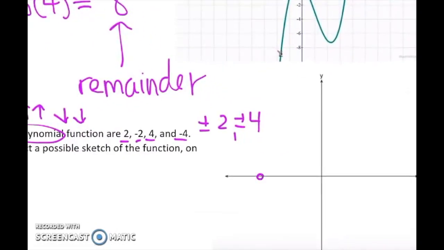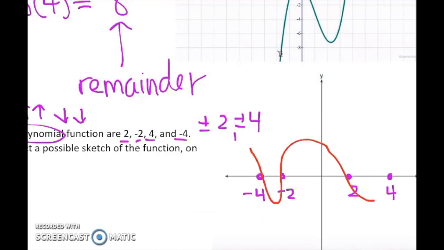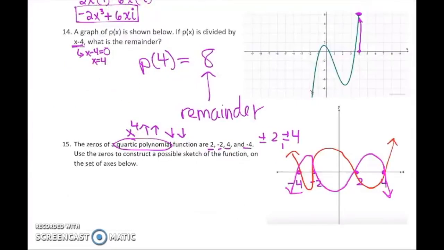So it's got to cross at negative 2 and negative 4. Notice I'm labeling them. It's got to cross at 2 and 4. And it's quartic, so it should have a multiplicity of 1 at each of those zeros. So cross, cross, cross, cross. Or your other alternative, because it didn't specify about your leading coefficient, would be cross, cross, cross, cross. Right? So either of those would work.